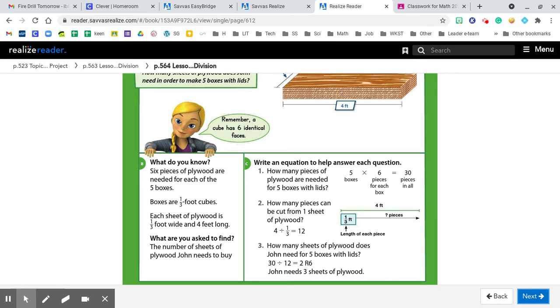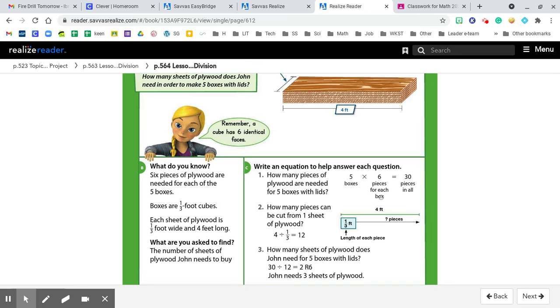What are you asked to find out? The number of sheets of plywood John needs to buy. You can write an equation. 5 boxes times 6 pieces is, there'll be 30 pieces in all. You can draw a model here. You can do the math. 4 divided by 1/3 is 12.